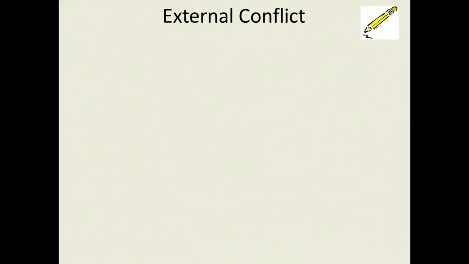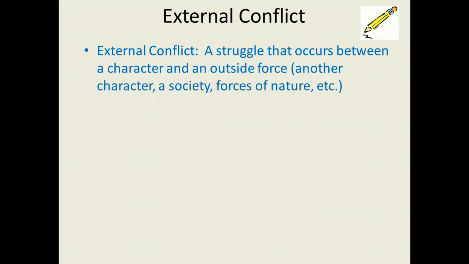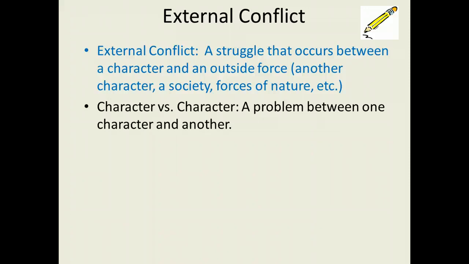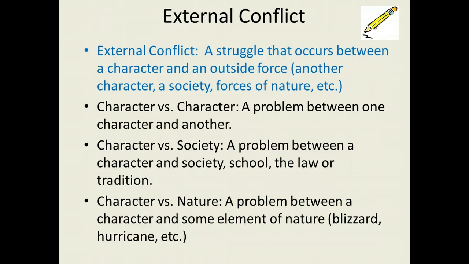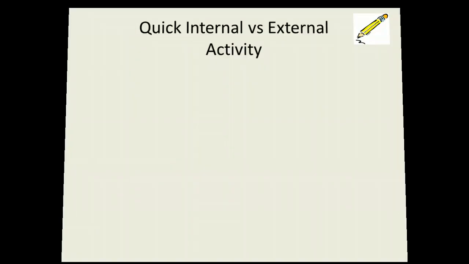Okay, a closer look at external conflict. Again, that's the struggle that occurs between a character and some sort of outside force: another character, a group or society, or even forces of nature. Character versus character is a problem between one character and another. Character versus society is a problem between a character and society, school, the law, a tradition, something like that. And character versus nature is a problem between a character and some other element of nature, like a blizzard, a hurricane, being stranded in the ocean or something like that.